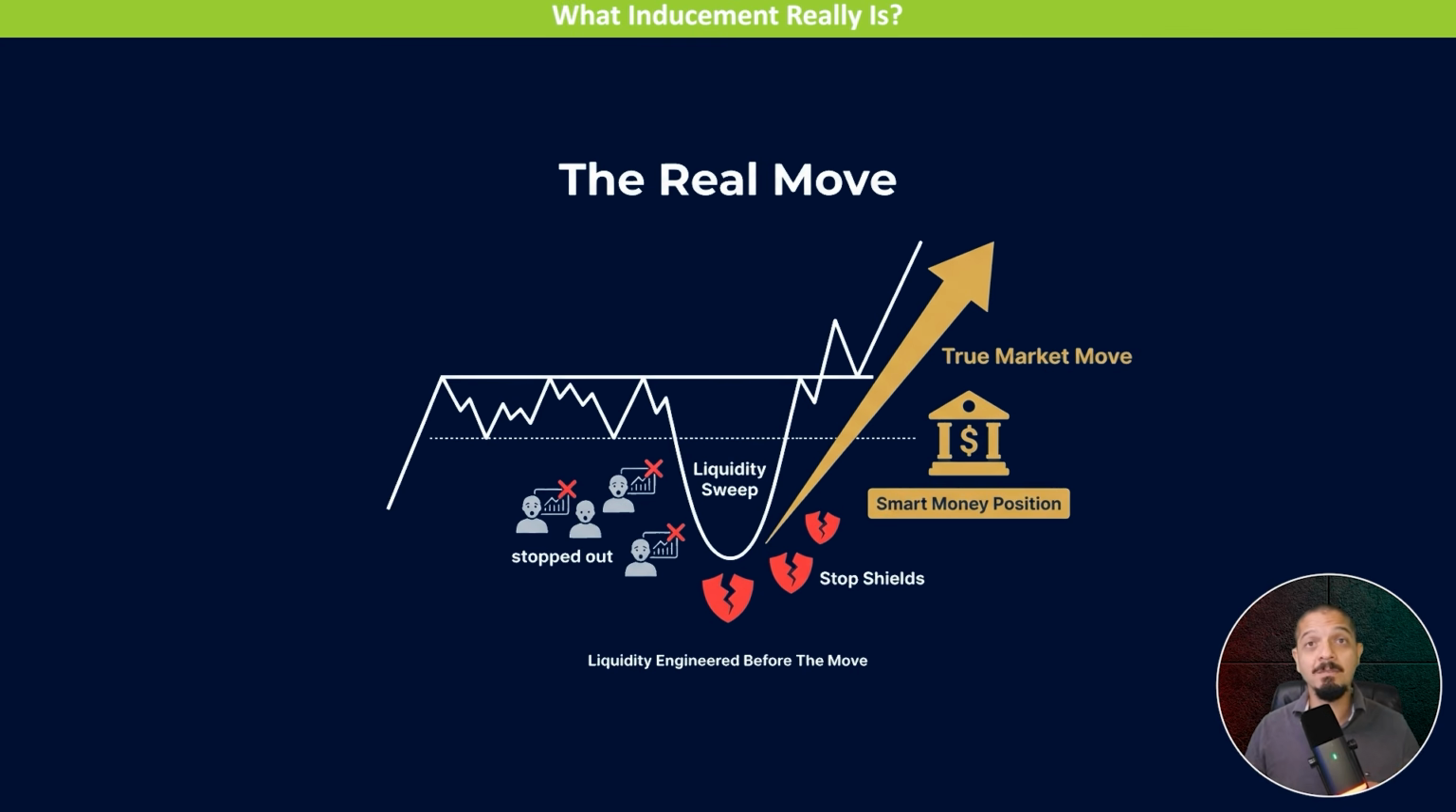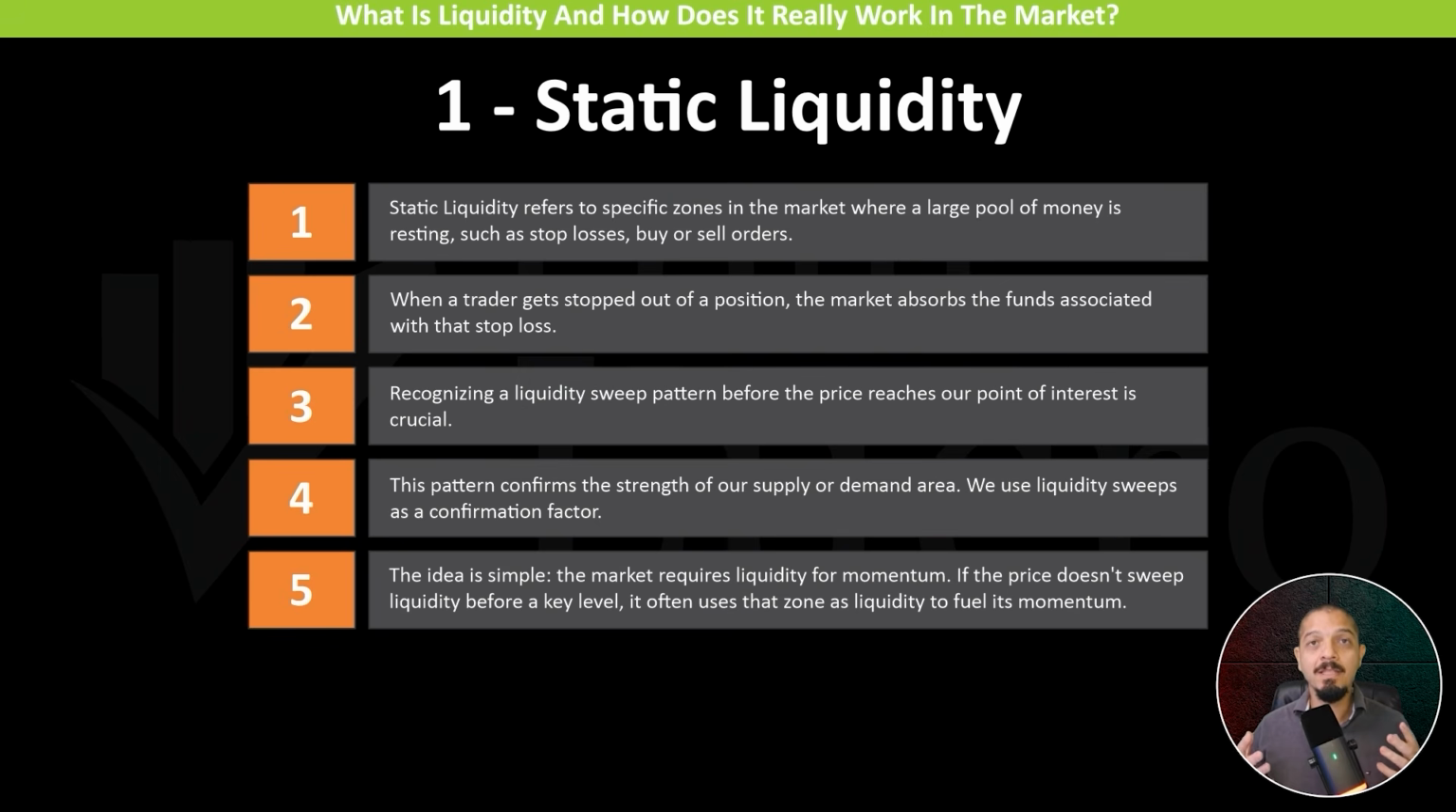To understand this behavior even more clearly, we need to look at where liquidity actually sits on the chart. This brings us to the concept of static liquidity. Static liquidity refers to specific zones in the market where a large pool of orders is resting, such as stop losses, buy stops, and sell stops. When a trader gets stopped out of a position, the market absorbs the orders associated with that stop loss.